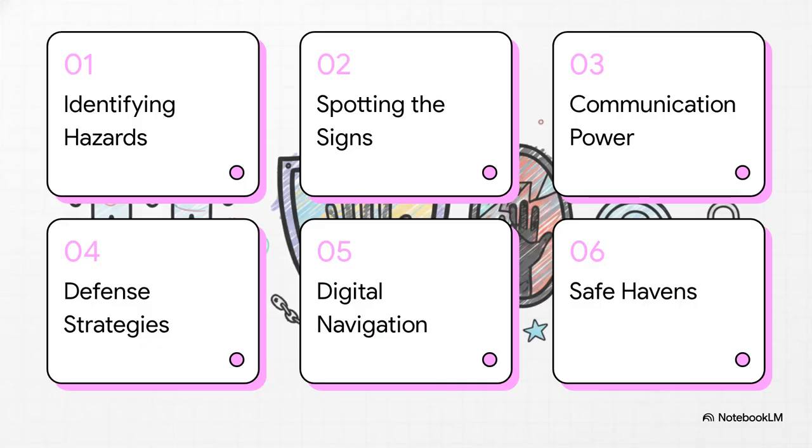Here is our map for today's expedition. We'll be hitting 6 key areas: identifying the hazards, spotting the signs, the power of communication, defense strategies, digital navigation, and finally, safe havens. Let's get right into it.